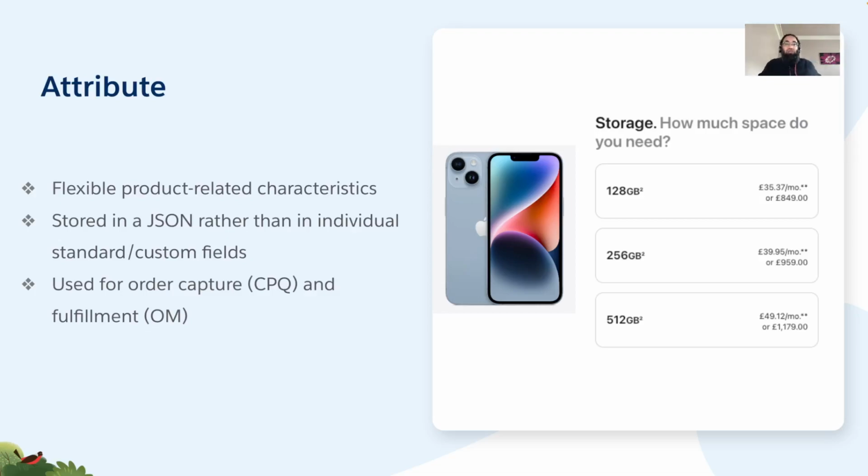Attribute, we just talked about the storage attribute. Some products may not have any attributes at all. For example, a power cord cable, there's no attribute required. You just purchase a power cord cable. For certain products like iPhone, you can have storage, color, contract term, various product attributes. These attributes are defined in a JSON structure, and you would not be required to create the Salesforce fields. All these attributes will be stored in one single JSON field, and they will be used during the CPQ and order fulfillment journey. It's a powerful and flexible way to extend product entities.